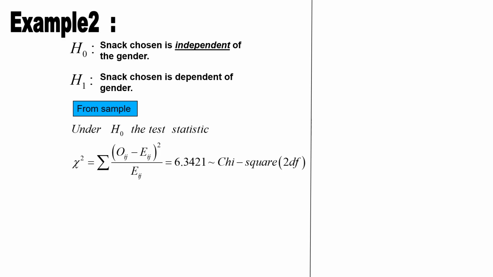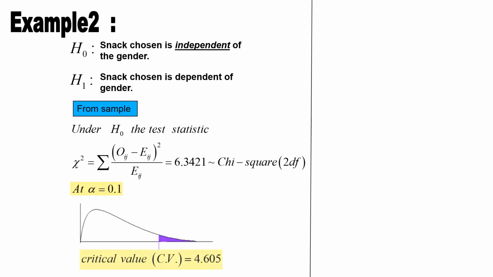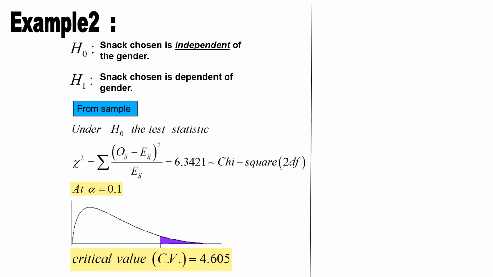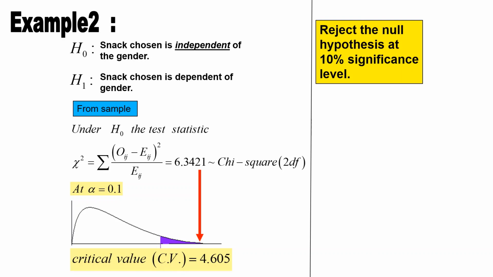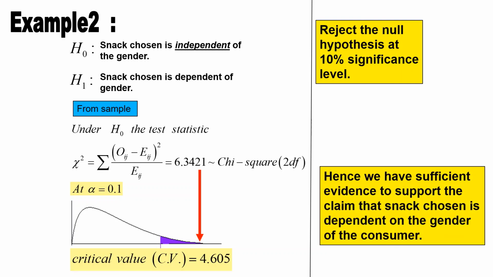At alpha equal to 0.1, the critical value is 4.605. The test statistic is inside the critical region. So we reject the null hypothesis. Hence we have sufficient evidence to support the claim that snack chosen is dependent on the gender of the consumer.